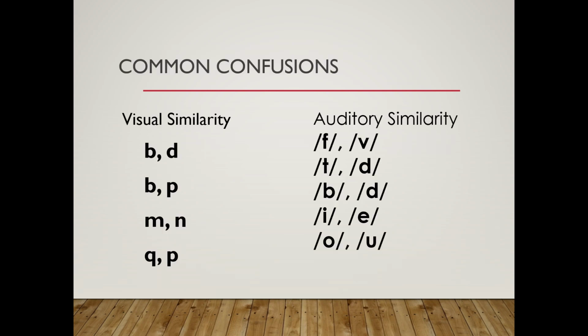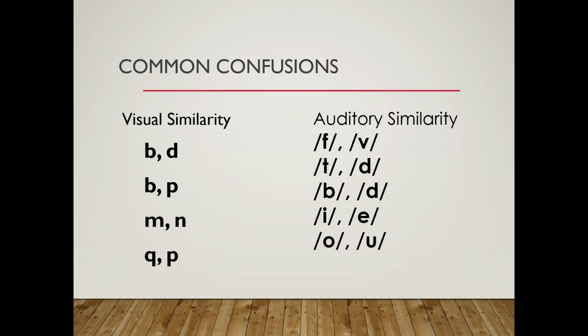Many times our students confuse, visually and auditorily, letters by sight and letters by sound. A lot of times you'll hear language learners, especially Spanish speakers who are learning English, very frequently confuse these sounds that you see. Visually, B and D and B and P look very similar together. They have to be very explicitly taught as you are teaching the alphabetic principle.